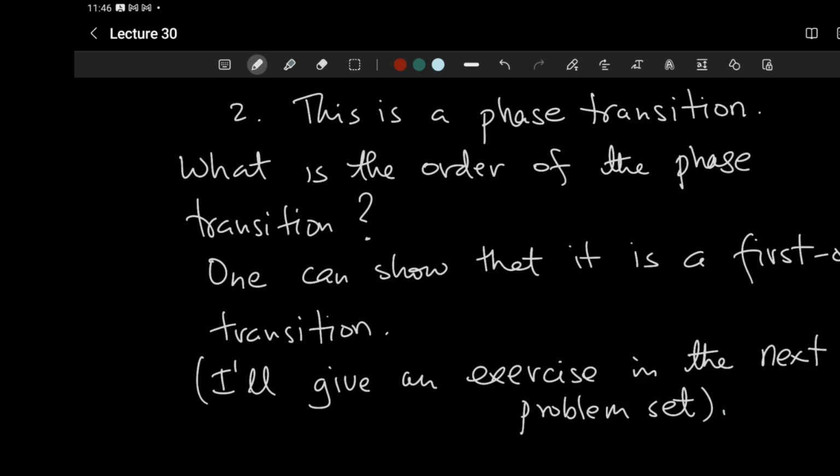So there will be some latent heat, and we have to use the same thing like we did in the earlier case for latent heat. You can just work it out using the Clausius-Clapeyron equation, etc. It's kind of straightforward, but it needs some calculation.